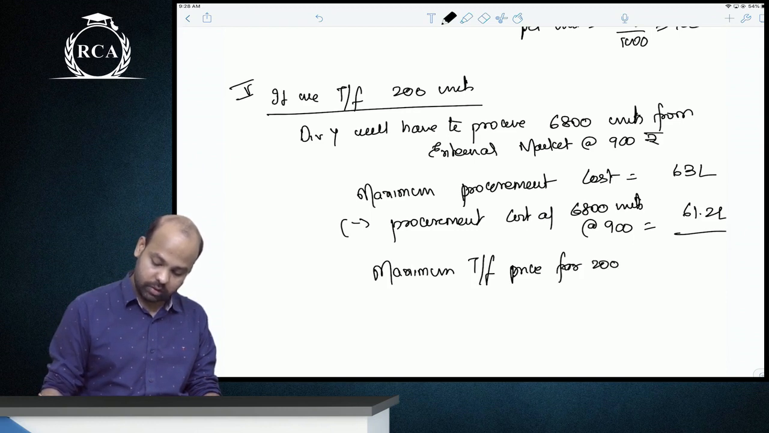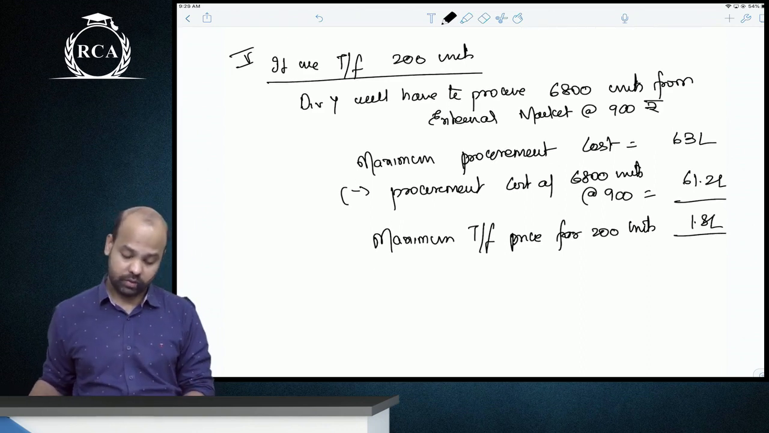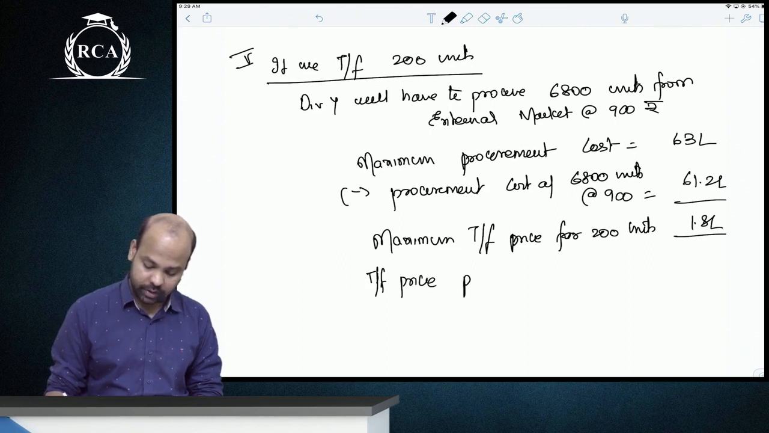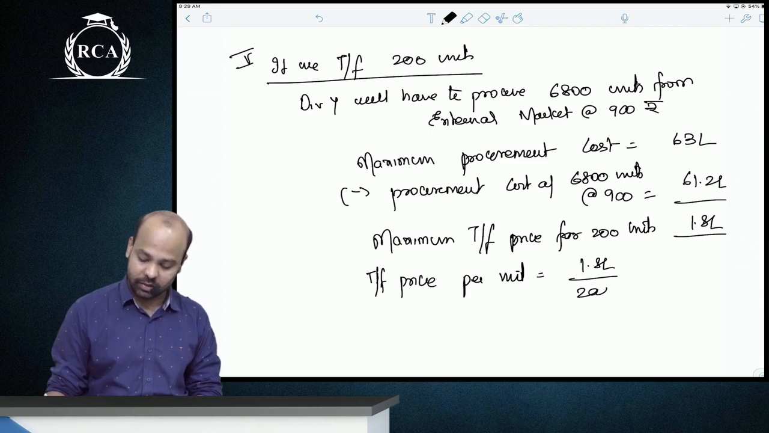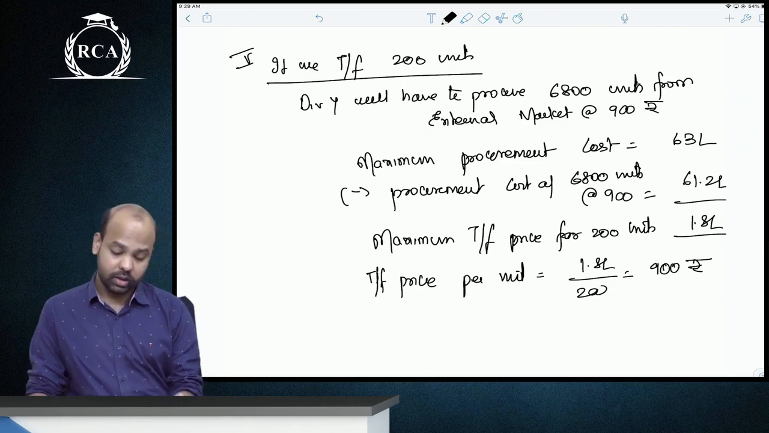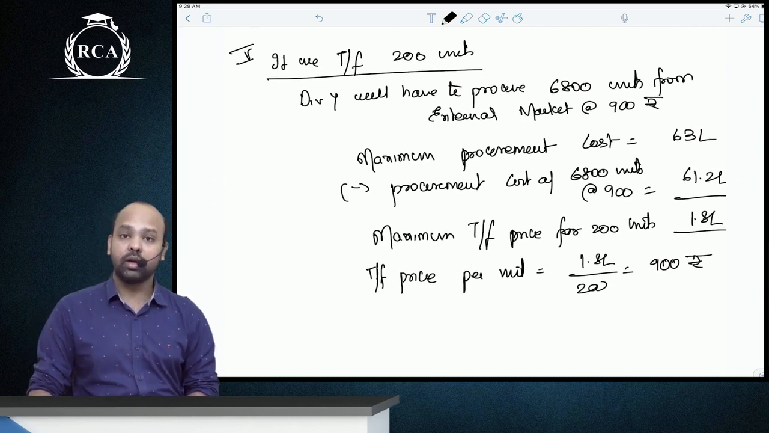So this would be your maximum transfer price for 200 units: 1,80,000 rupees, beta. Your transfer price per unit is 1,80,000 divided by 200 units, 900 rupees. This is better if you transfer 200 units.